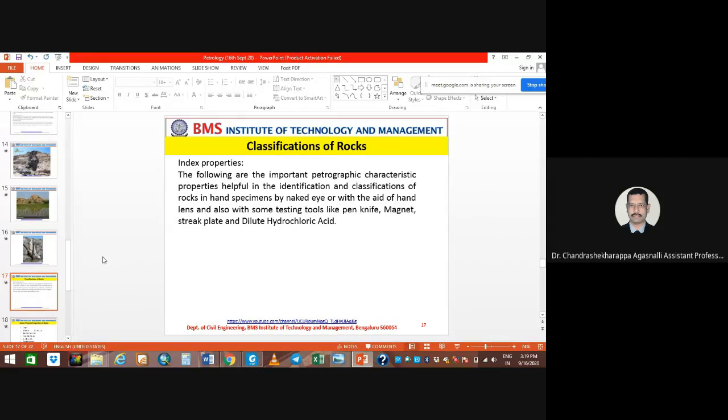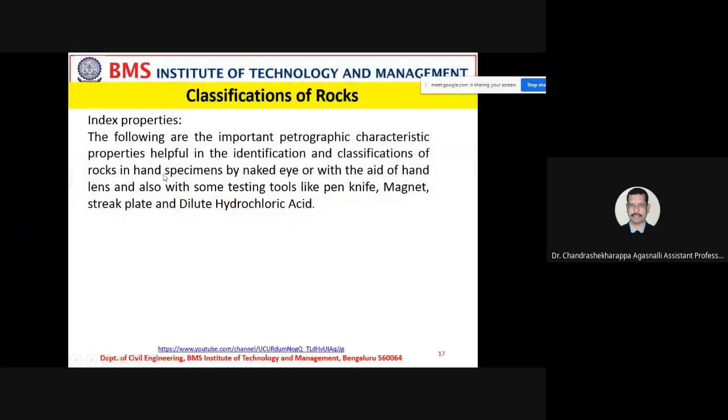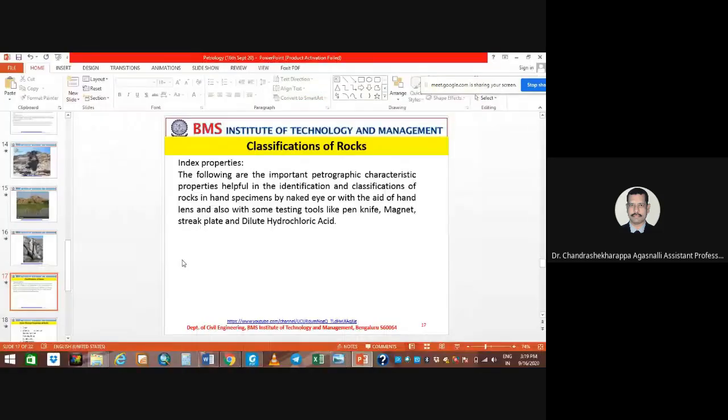So, index properties of rock. What do you mean by index properties of rocks? Here there are the following very important petrographic characteristics, properties which are helpful to identify and classify the rocks, especially in hand specimens. Okay, by naked eye, with the aid of a hand lens, and also with some testing tools like a pen knife, magnetic pen, streak plate, and diluted hydrochloric acid. That's for the carbonate group of minerals. Okay, right. So here are the index properties.